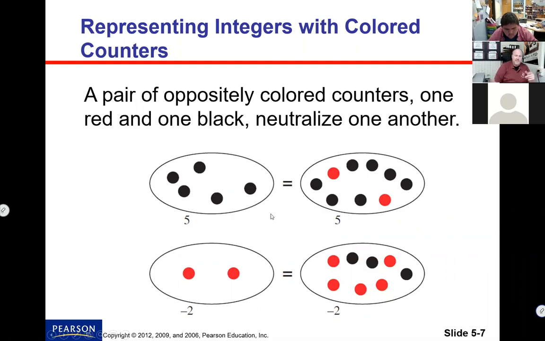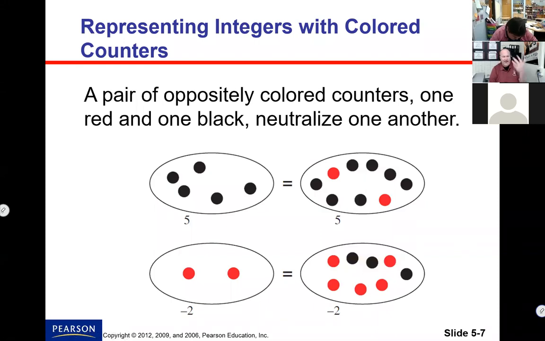So you can use these to represent numbers of anything. For instance, I could put another red and black in here. It would still be 5. I could put another red and black in here, and it would still be 5. Okay, look at this bottom one here. I have 2 red ones, so that would be -2. And if you look here, this red and black, red and black here, red and black here, are all zeros. They don't count. They happen to be there, but they neutralize each other. So then we still have two reds, which is -2.